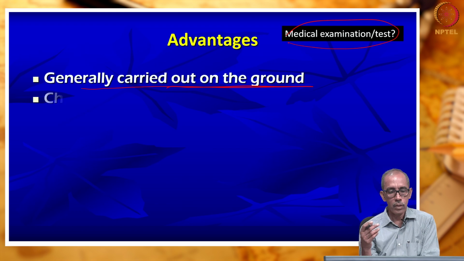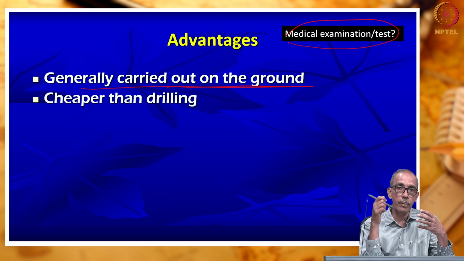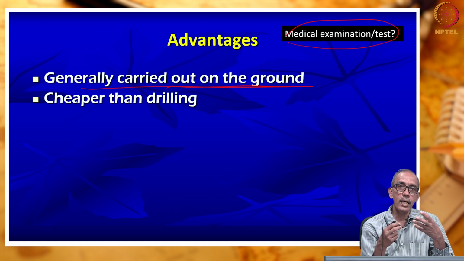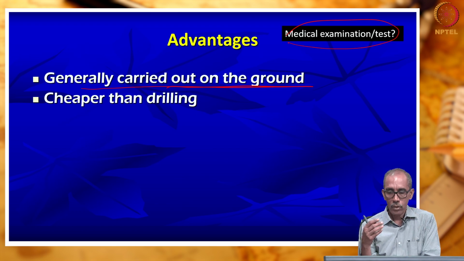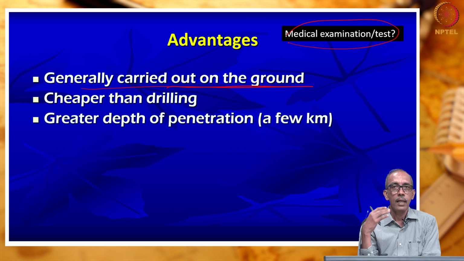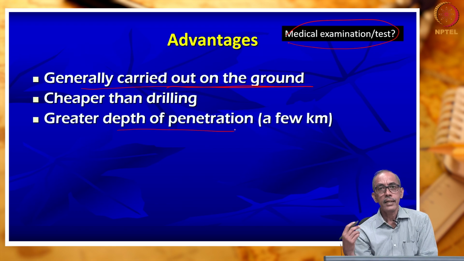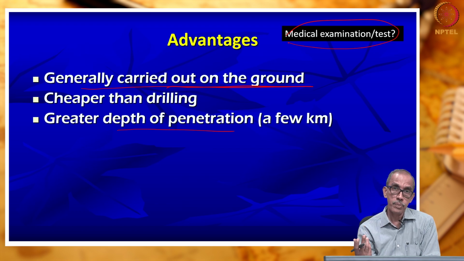There is no need to drill. Drilling is very expensive. By drilling, we are able to get samples of the subsurface, so we are very sure what the different types of rocks are. But drilling is very expensive. On the other hand, deploying geophysical tools is much cheaper. Then we are also able to understand greater depths. Drilling up to such greater depths is very expensive.